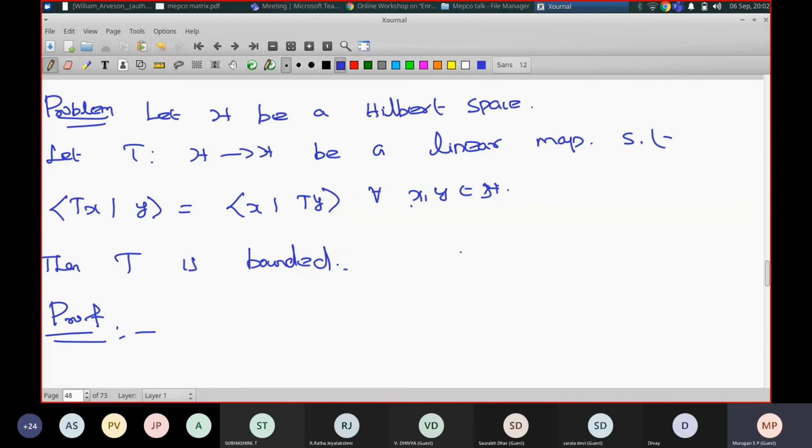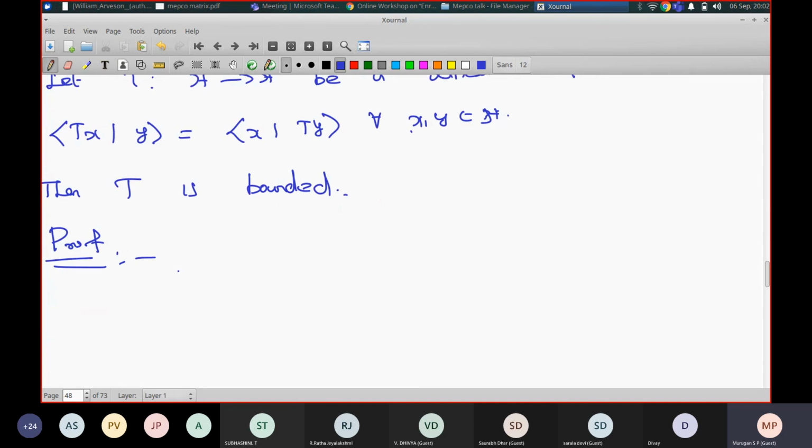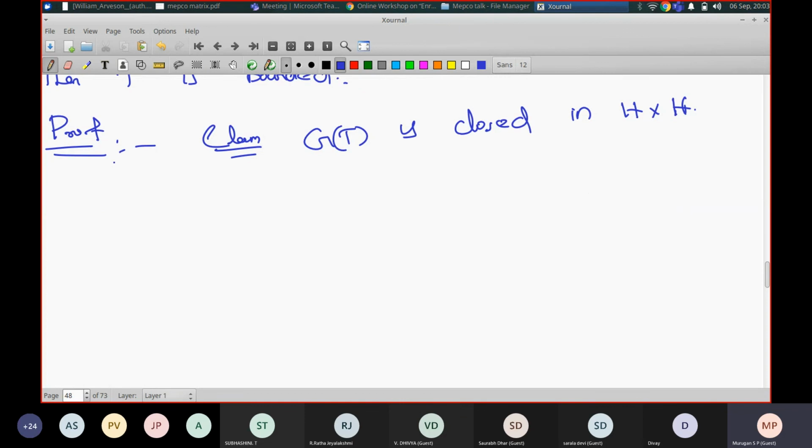Okay, so the second one: you have a linear map such that this condition holds. Then prove that T is bounded. For that I am going to use the closed graph theorem. So you have to prove the graph is closed. Because Hilbert space is complete, you need to prove the graph is closed in H product H. How will you prove it? For that, you need to take a sequence, right? Let xn converge to x in H and t of xn converge to y.